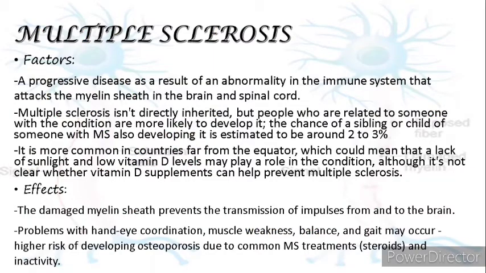The third is multiple sclerosis. Multiple sclerosis is a progressive disease as a result of an abnormality in the immune system that attacks the myelin sheath in the brain and spinal cord. Multiple sclerosis isn't directly inherited, but people who are related to someone with the condition are more likely to develop it. The chance of a sibling or child of someone with multiple sclerosis also developing it is estimated to be around 2 to 3%.